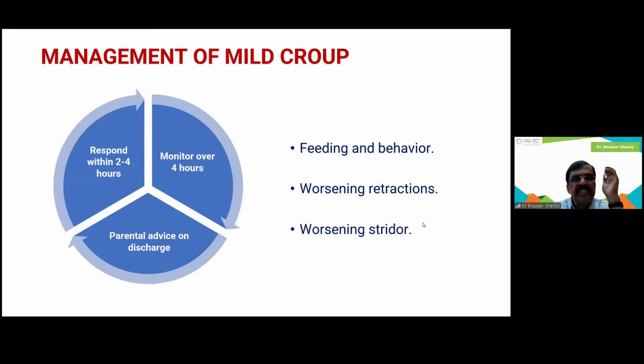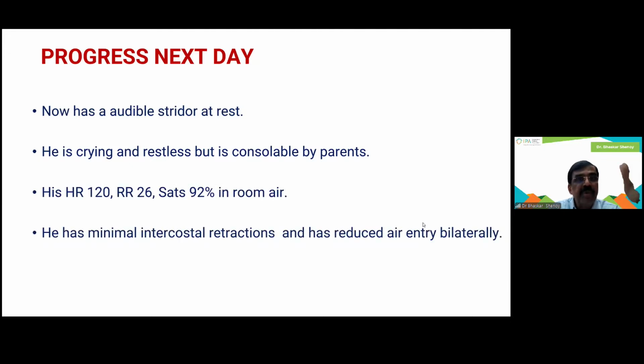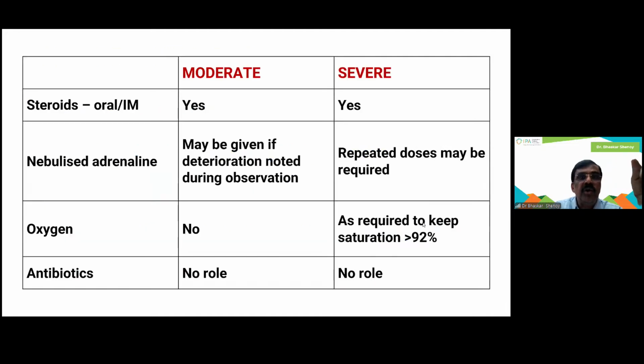So what do you do for these cases? You just do symptomatic treatment and give parental advice that if he doesn't feed, is agitated, or the stridor or the sound worsens, or retractions worsen, you come back. And this child has now come back with a stridor at rest. He's crying, but the parameters are okay. Saturations are 92, with minimal retraction. So he has moderate croup.